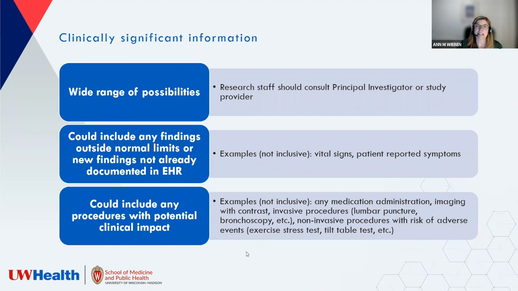All right, clinically significant information. Again, there's a wide range of possibilities of what this could mean. Ultimately, research staff should consult with the principal investigator and/or any sub-investigators that are clinicians on their team to figure out, within the context of your study and the patients who are participating in your study, what is clinically significant information. I know that's a gray area, but we really encourage that consultation with the providers who are working with your study.